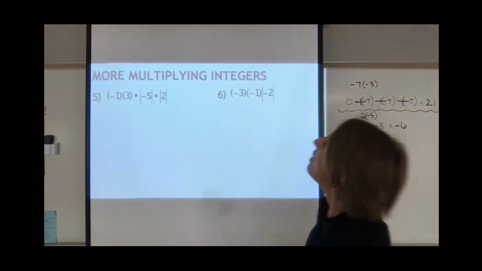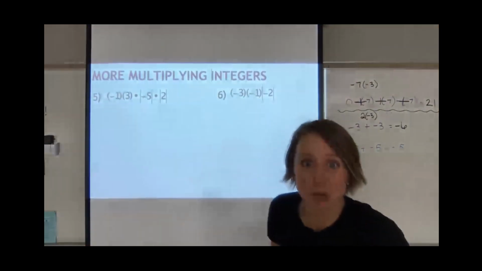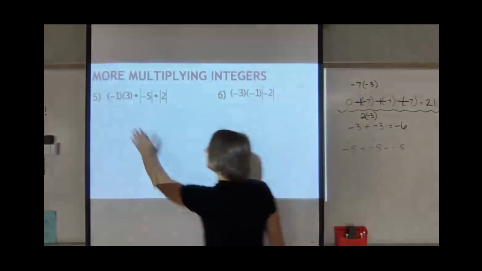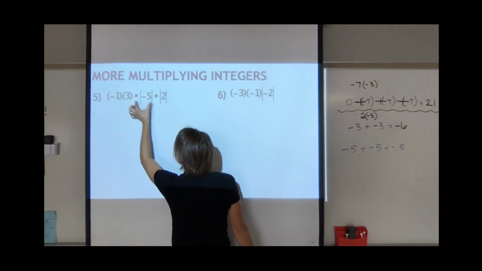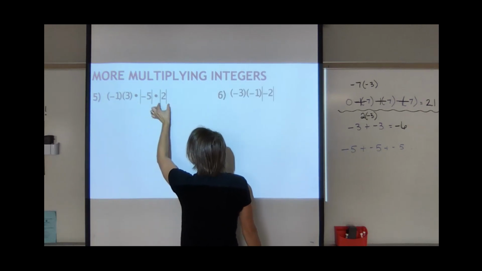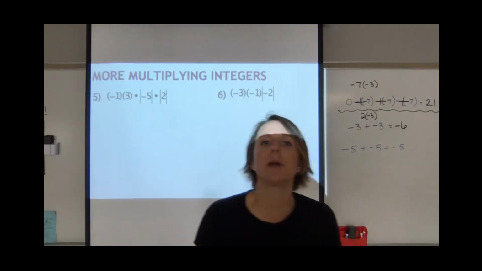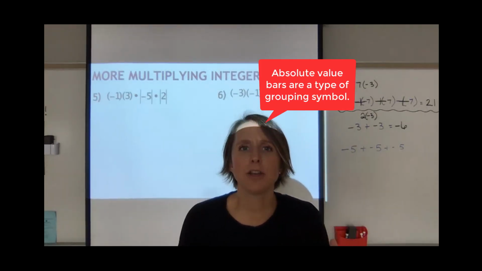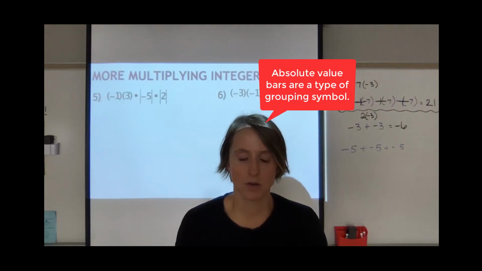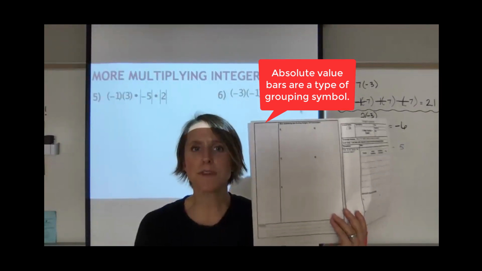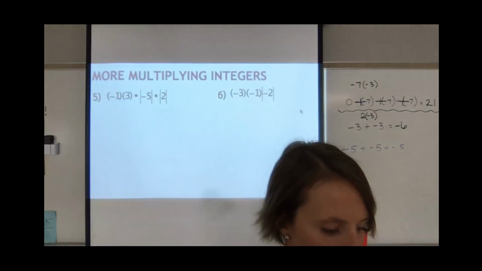So we have more multiplying integers, but this time, look what I'm bringing in. We're going back to our order of operation days. So we have negative 1 times 3 times the absolute value of negative 5 times the absolute value of 2. In your notes on the back there in the left, I want you to write this. Absolute value bars are grouping symbols. Write that on the left side of your notes here. Absolute value bars are grouping symbols.